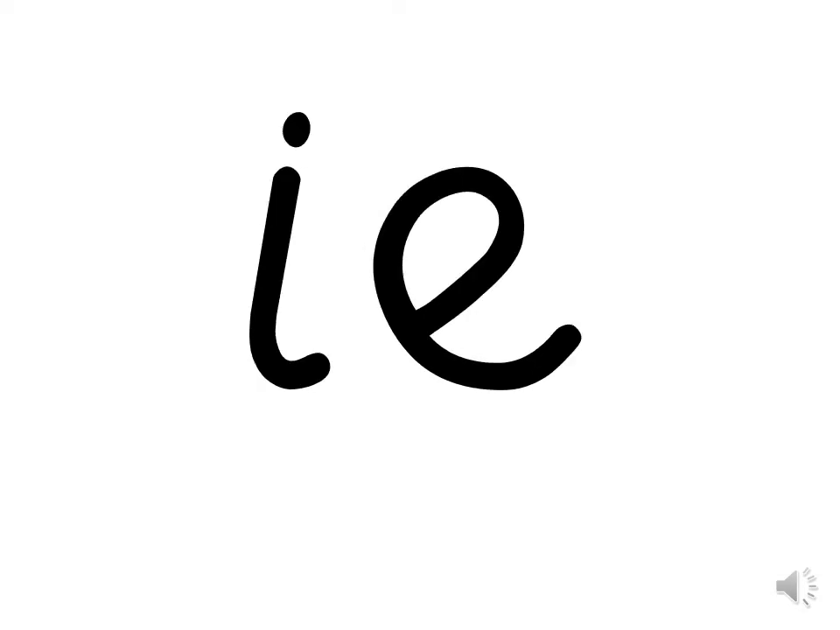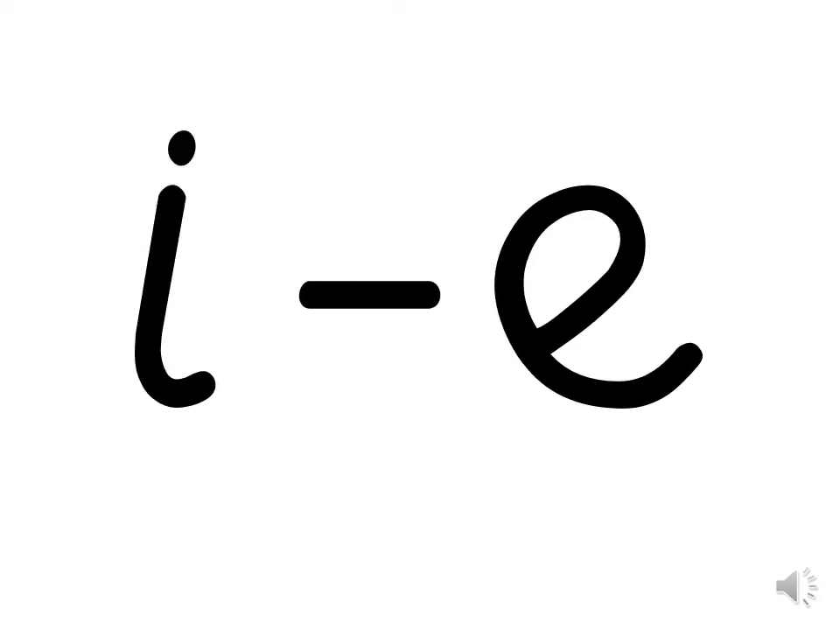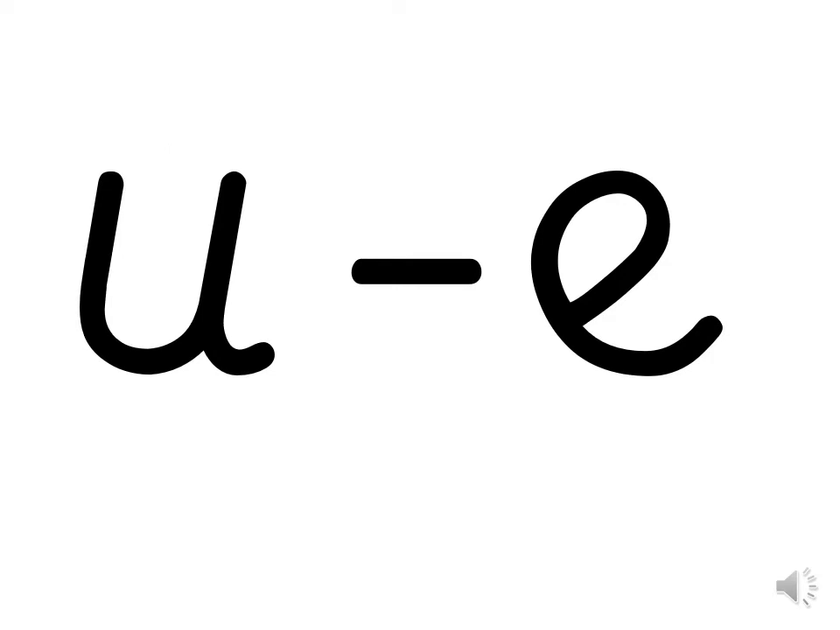This is the digraph that we remastered yesterday. Do you remember that we said this digraph is usually, almost always, found at the end of a word? This digraph can make two sounds, oo and you. This digraph can make two sounds, oo and you. This split digraph can make two sounds, oo and you.